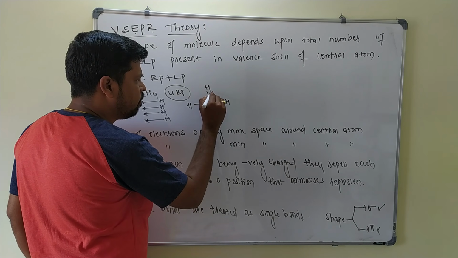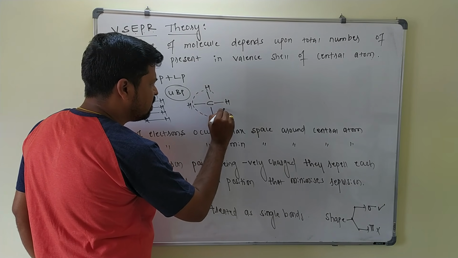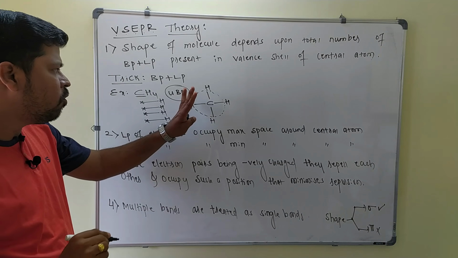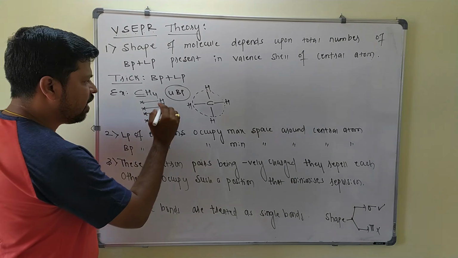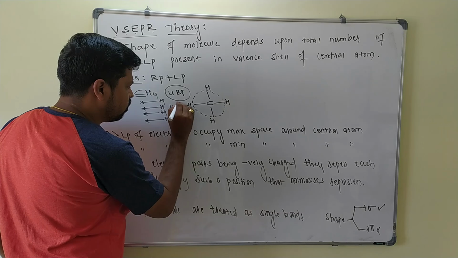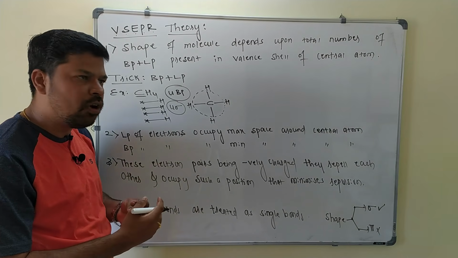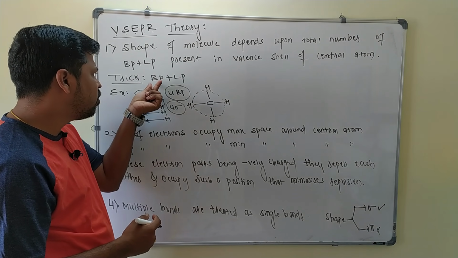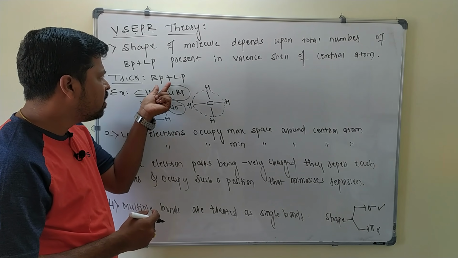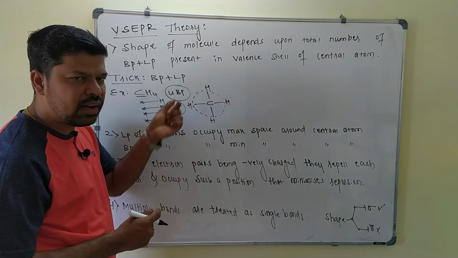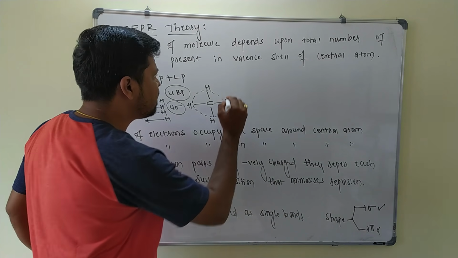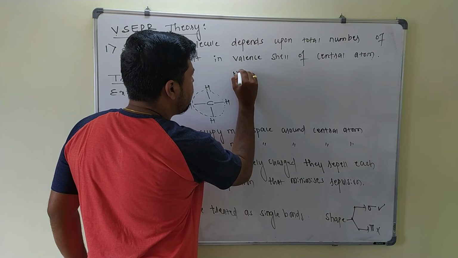So this is the central atom. In the valence shell of the central atom, how many bond pairs are there? 4 bond pairs are there. You can also write it as 4 sigma bonds. Okay, this is one type of molecule. There are different types of molecules. The molecule may contain only bond pairs, or the molecule may contain bond pairs as well as lone pairs of electrons. So the next example I will take is the ammonia molecule.